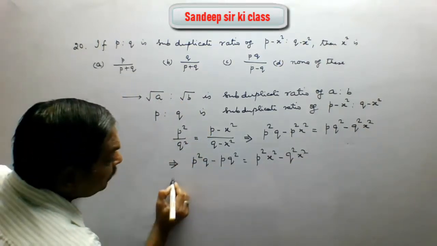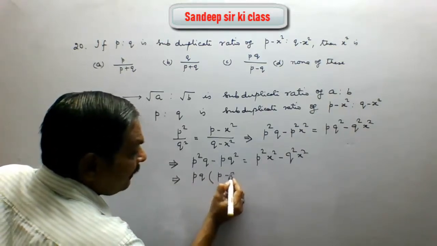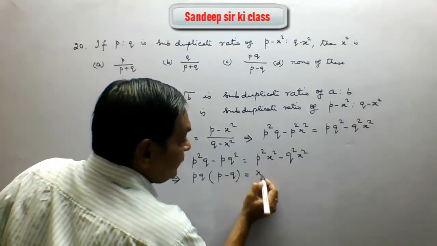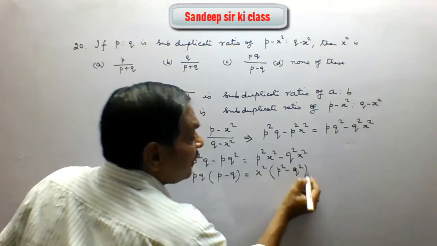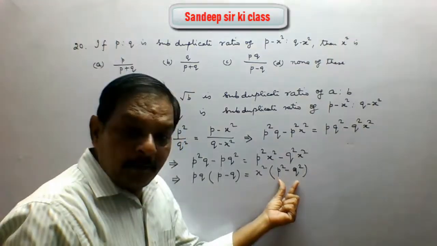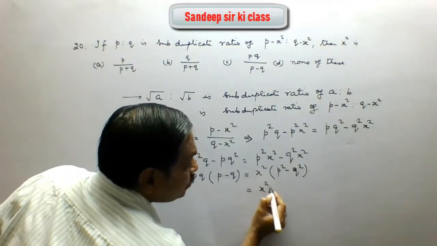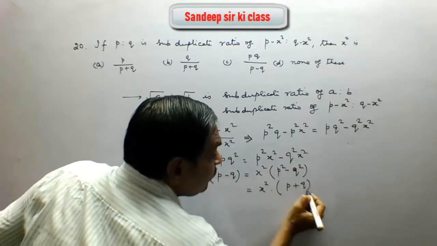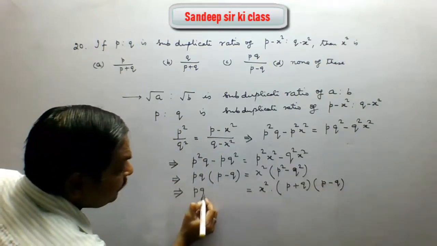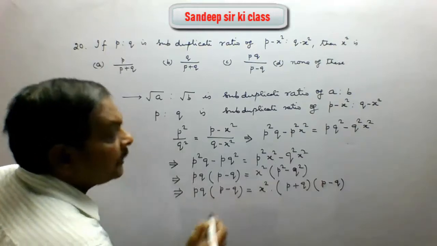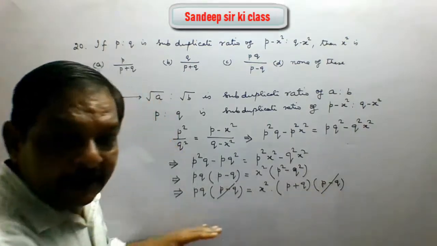Take common PQ. When we take PQ as common, P minus Q will be inside the bracket. Here I take x square common, so P square minus Q square will be in the bracket. Now P square minus Q square can further be factorized. It becomes x square (P plus Q)(P minus Q), and the left hand side is as it is, PQ (P minus Q).